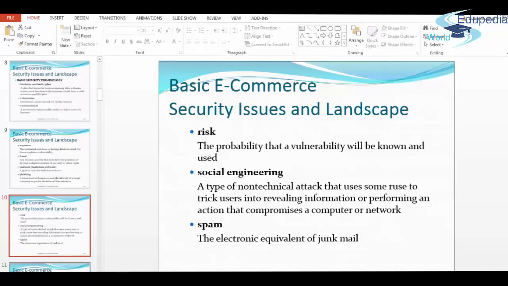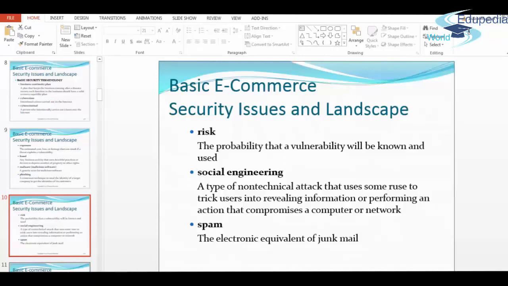security service providers. Social engineering is a type of non-technical attack that uses some ruse to trick users into revealing information or performing an action that compromises a computer network. Okay, it's a non-technical attack.